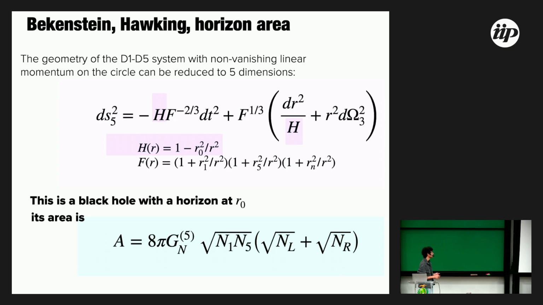You can compute the area. It's non-trivial to compute the area because you have to go from the string frame to the Einstein frame. But you can do the computation of the area of this surface, r equal to r0. And you find that the area is given by this. This is the number of branes, D1 branes, D5 branes. And these are the integer number of momenta that you can put going around one direction or the other direction in that donut that I drew. So it gives you a finite area. This is a purely geometric computation.